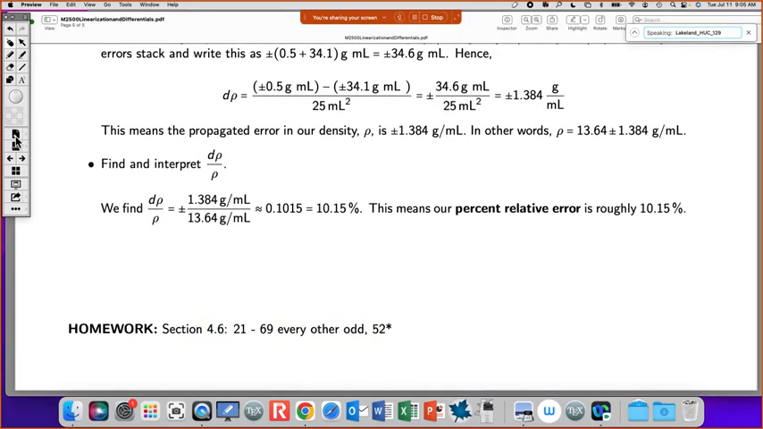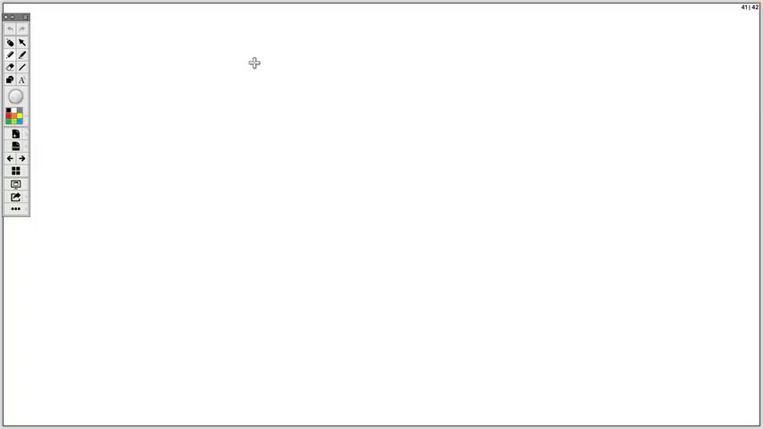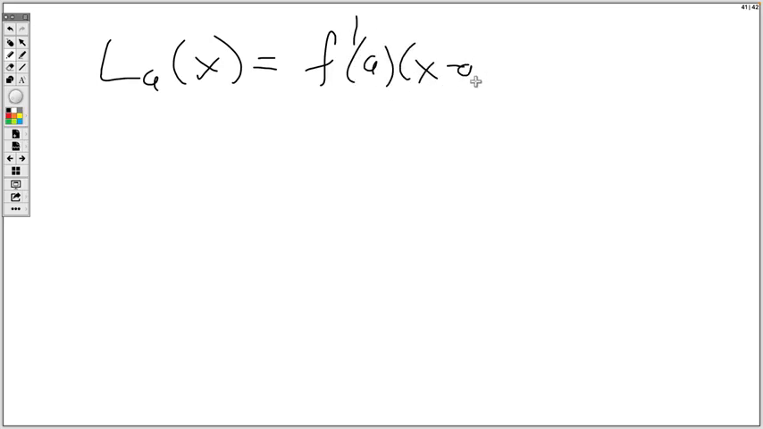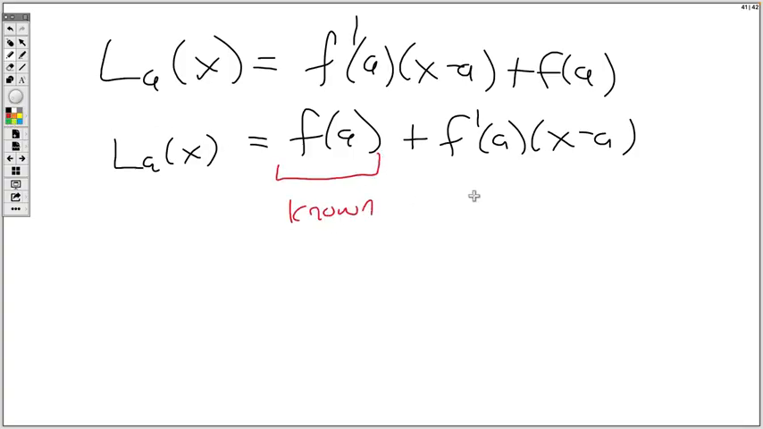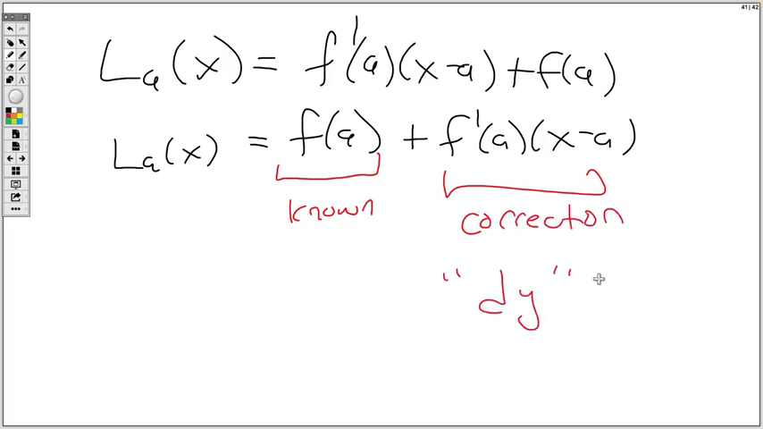So what's the big takeaway today? Linearization itself is a rebranding of the tangent line. If you rethink the tangent line in terms of approximation, think of this as what you know about, and this as the correction factor. This is what the differential is. That's all it is.